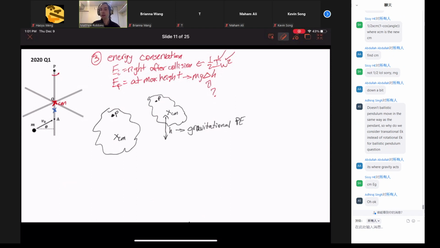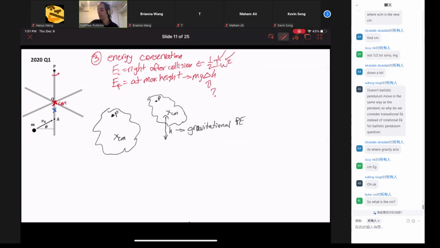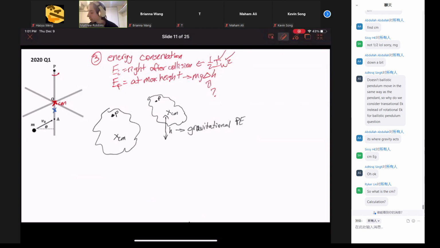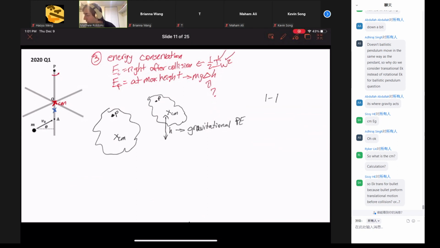Any other questions before we go on? So what is the center of mass? For the center of mass, we have this formula. Do I want to write it in 1 dimension or 3 dimensions? We'll write it in 1 dimension because we're only considering the center of mass moving down. So in 1 dimension, the center of mass of some object is equal to m1 x1 plus m2 x2 plus dot dot dot plus mn xn divided by m1 plus m2 plus so on.